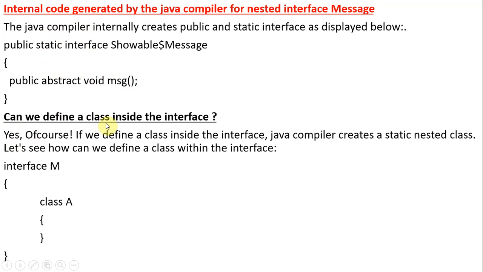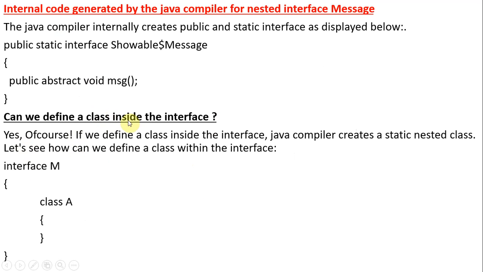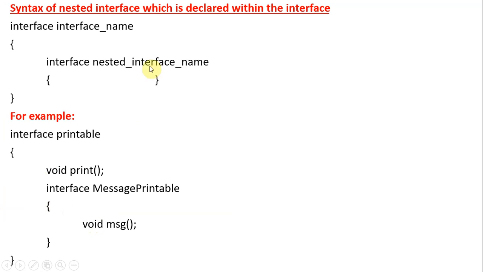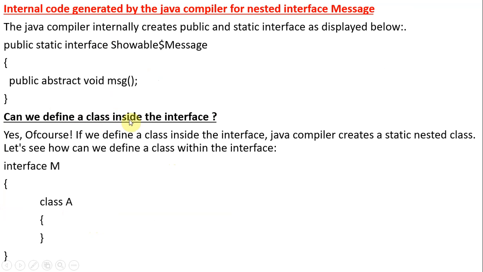Okay, so can we define a class inside an interface? Till now what we saw is an interface nested in another interface, and those interfaces implemented by a class. Here the interface is nested in a class, the interface is nested in an interface and implemented by a class. Those three cases we have seen. But here the question is, can we define a class inside an interface? A class inside an interface.